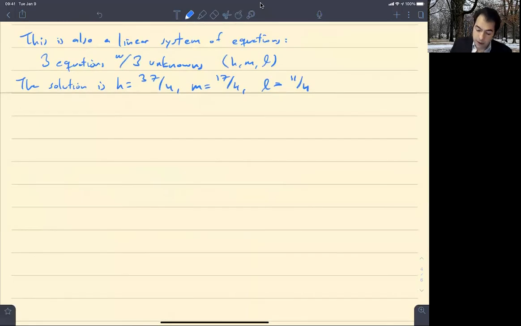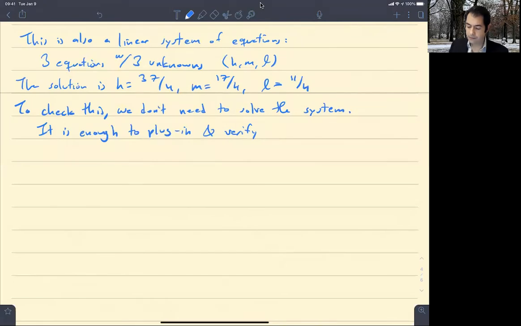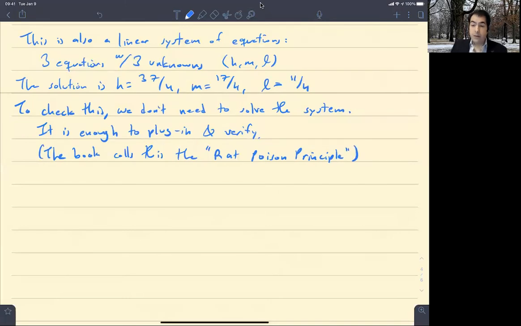Now, you don't have to take my word for it. So to check this, and this is the point I want to make, we don't need to solve the system. It is enough to plug in and verify. Okay, so the book calls this the rat poison principle. By which what they say is that if you want to know if something is rat poison, you don't have to reconstruct it or something, you just have to feed it to a rat.